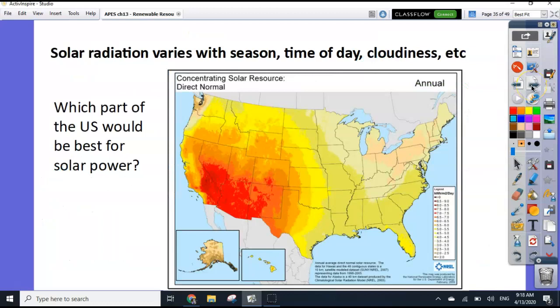So I just want to take a look here. Notice this is a map of the United States. This shows us which areas receive the most sunlight, okay? So lighter color is less and darker color is more. You'll notice which part of the US would be best for solar power, like the Southwest, right? They're the ones that consistently get the most sunlight, and they have the most days that are not super cloudy. So definitely there are different places that have more or less potential for solar power than other places. So something to keep in mind.